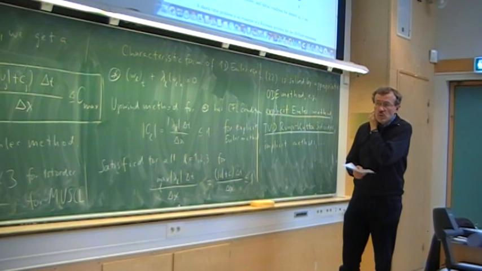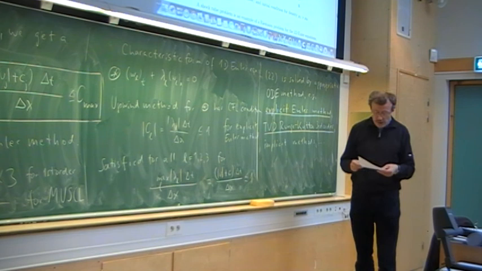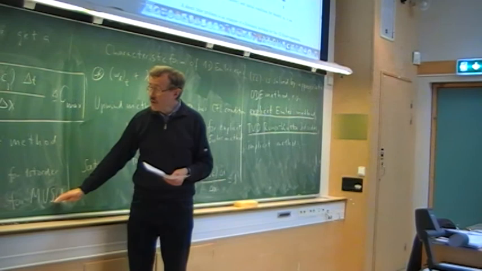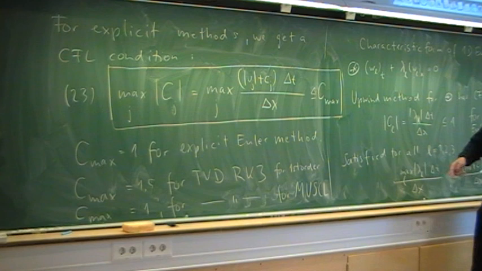So that is something one has to be aware of when doing these computations, that the stability bound, which is a disadvantage with the TVD approach, with the MUSCL approach, as you see here, goes down when you use this higher order method. And for the explicit Euler method, it might not even work.